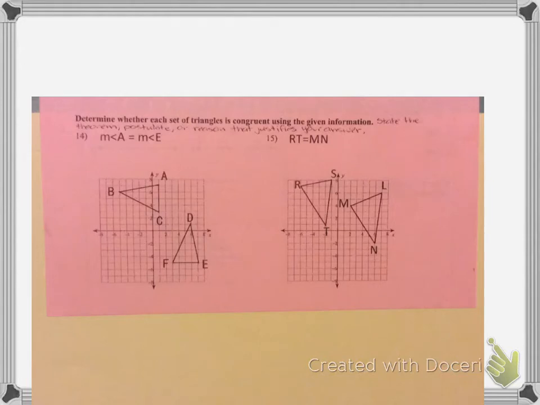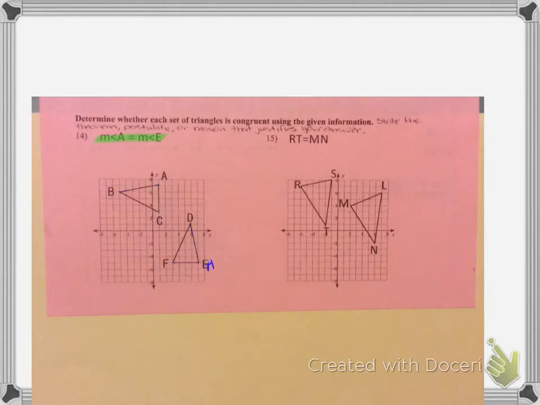I can maybe prove these first two are congruent. The information they gave me was that angle A is already congruent to angle E, so I can mark that because it's given to me. Those angles are the same size. Now, maybe if I could show that this side and this side were the same, and this side and this side were the same, I can try to prove using side angle side that the triangles are congruent.